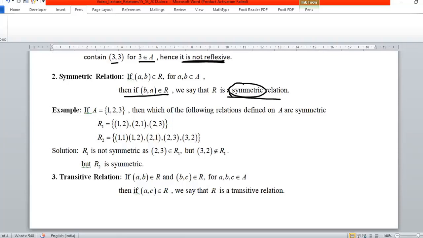Let us take an example. If A is a set containing the first 3 natural numbers 1, 2 and 3, then check which of the following 2 relations is symmetric or not. Now R1 contains (1, 1), (1, 2), (2, 1), (2, 3). Clearly for (1, 2), (2, 1) is present in the relation, and for (2, 1), (1, 2) is present, but for (2, 3), (3, 2) is not present in this relation, so this is not symmetric.